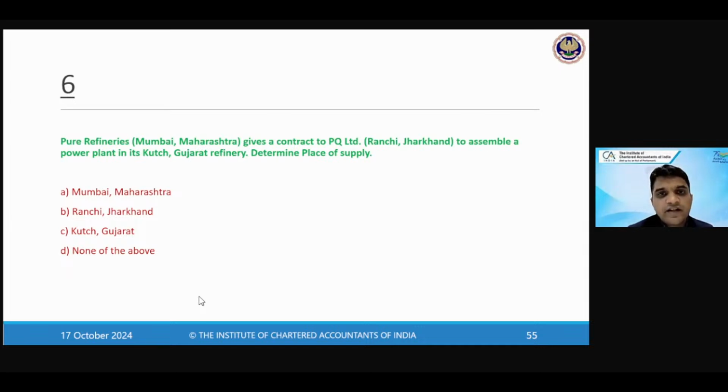Correct. Most of you gave the correct answer here. The correct answer is C, because the place where you will assemble it, assembling is done at Kutch. So that will become the place of supply.